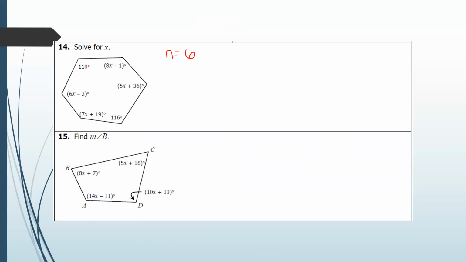So what should these angles all add up to? N minus 2 times 180 will tell me what the sum of those interior angles are. That's 6 minus 2 times 180. 6 minus 2 is 4. 4 times 180 is 720. So these angles, they all have to add up to 720.